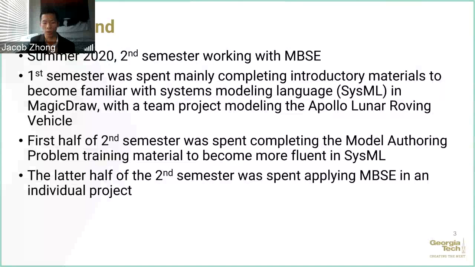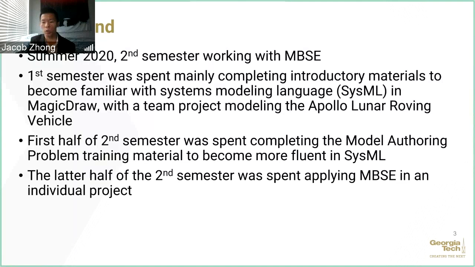It's basically the set of training material that was used to become more fluent in SysML. Whereas the first semester was spent doing introductory materials, this was more in-depth, and goes over what the best practices are and some of the finer details for systems engineering and working with MagicDraw. The latter half of the second semester was spent applying MBSE to this individual project.